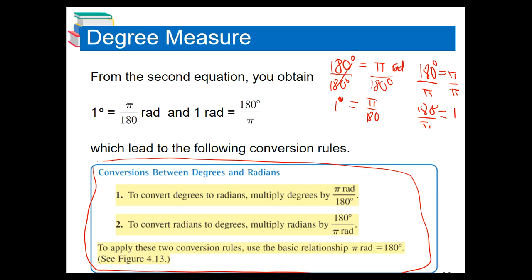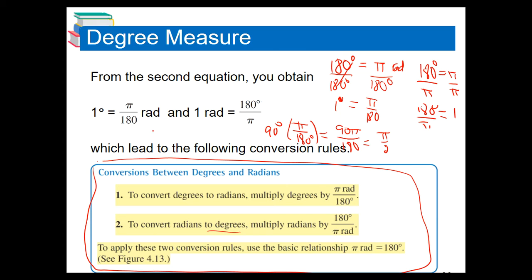All right, so if I have 90 degrees, to change that to radians, I multiply it by pi over 180 degrees, and notice what I would have is 90 pi over 180, which is 1/2 or pi over 2. To go from radians to degrees, you just multiply it by the inverse, 180 degrees over pi radians.